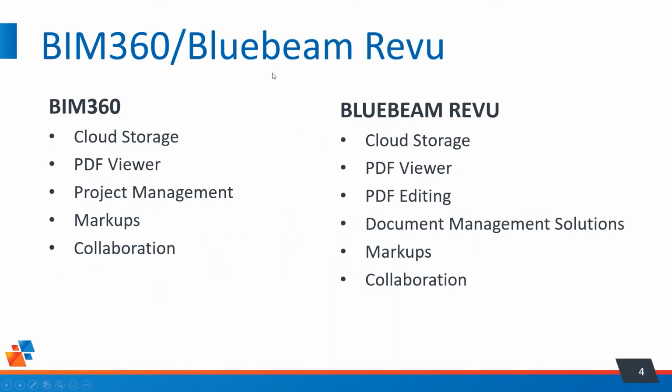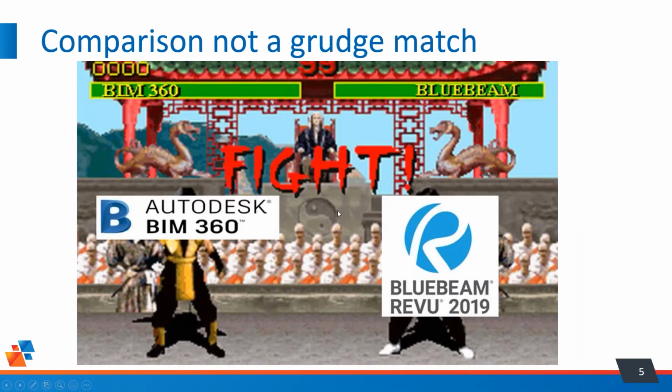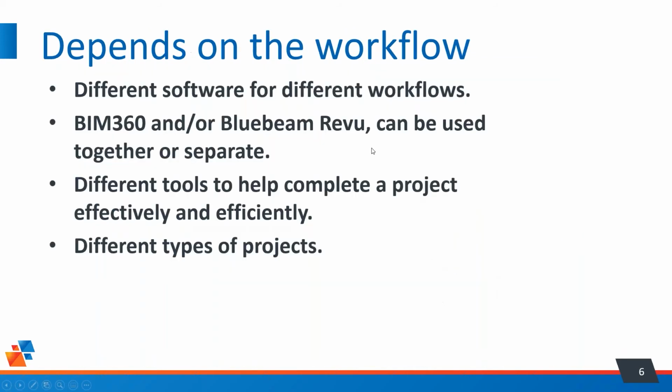So obviously Bluebeam and BIM 360 are two very different programs, but they do offer very similar features. So obviously both of them provide cloud storage. They give you access to view the PDF either online or within the program. Some have some project management solutions, some document management solutions. They both provide markups, and they both allow you to actually collaborate on a project. So as I said, it's not going to be a kind of grudge match between BIM 360 and Bluebeam here. We're basically just going to outline the features here that actually work in both and how to use them together.